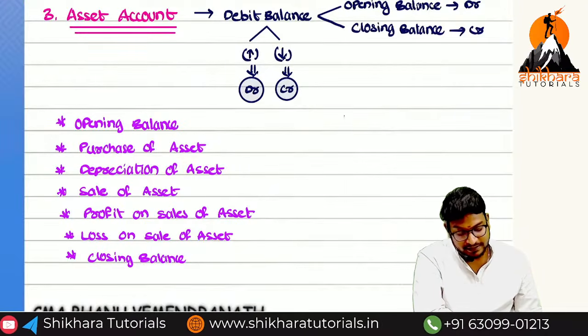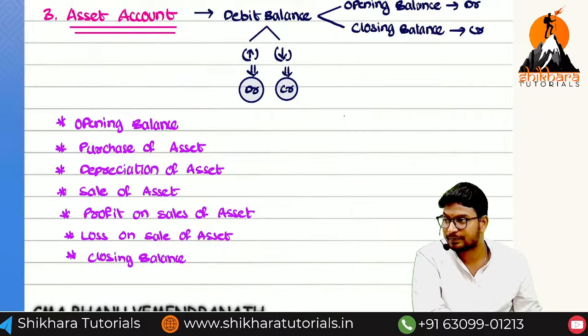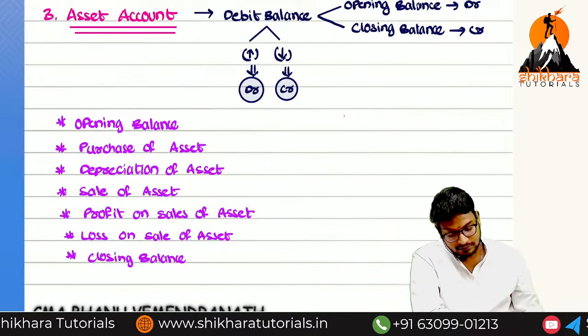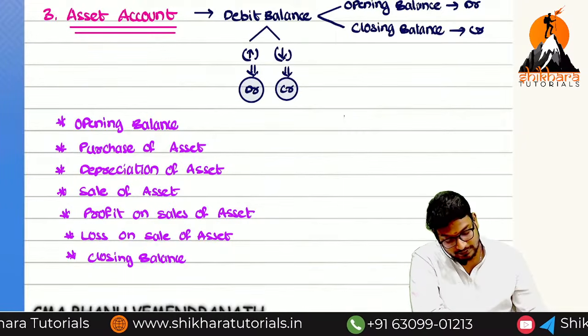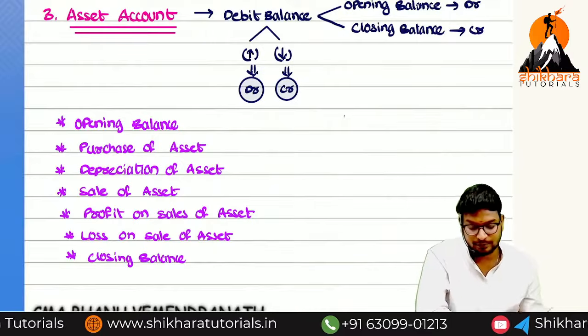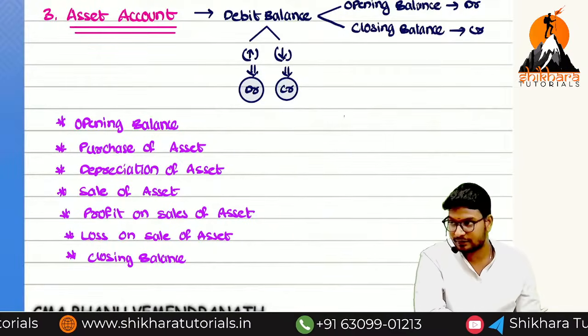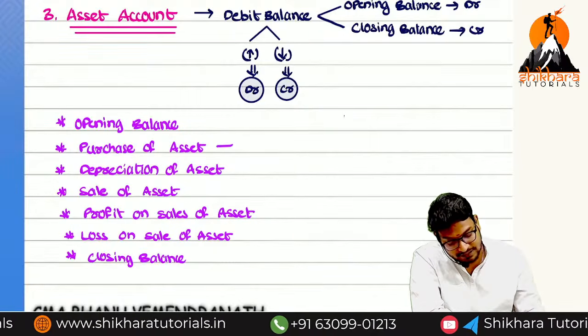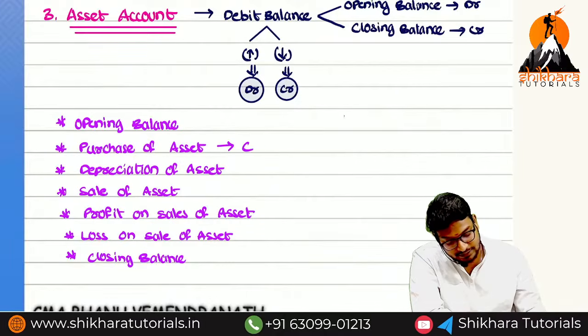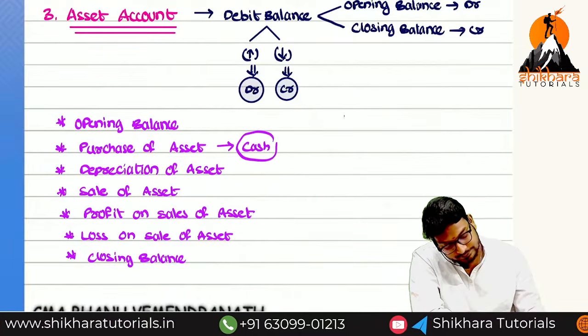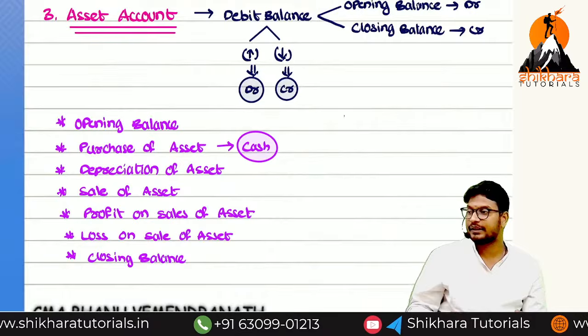Sometimes there will be a credit purchase and a cash purchase also. We can discuss some other time, no problem. So just these points are enough. So let us imagine this is which type of purchase? Cash purchase of asset. These points we need to understand.